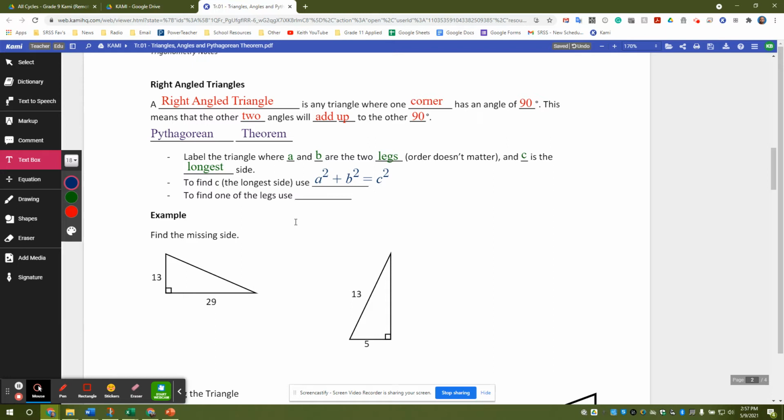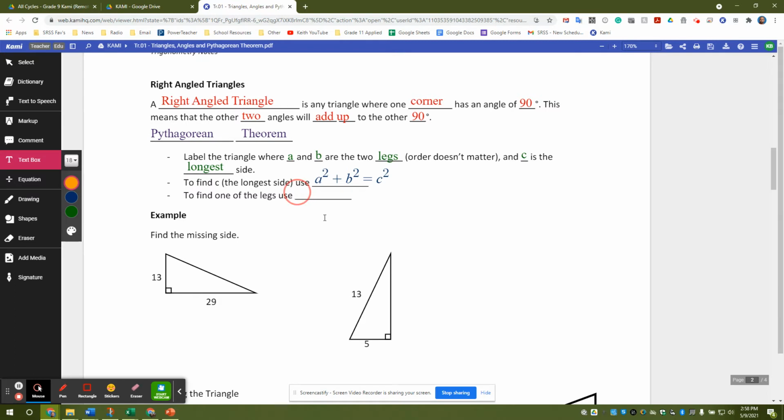A squared plus b squared is equal to c squared. You've seen this before. So you take this side and you square it. You take this side and you square it. You add those two values together, and then you take the square root of the answer to come up with c. And we'll do a couple of examples of that right away.